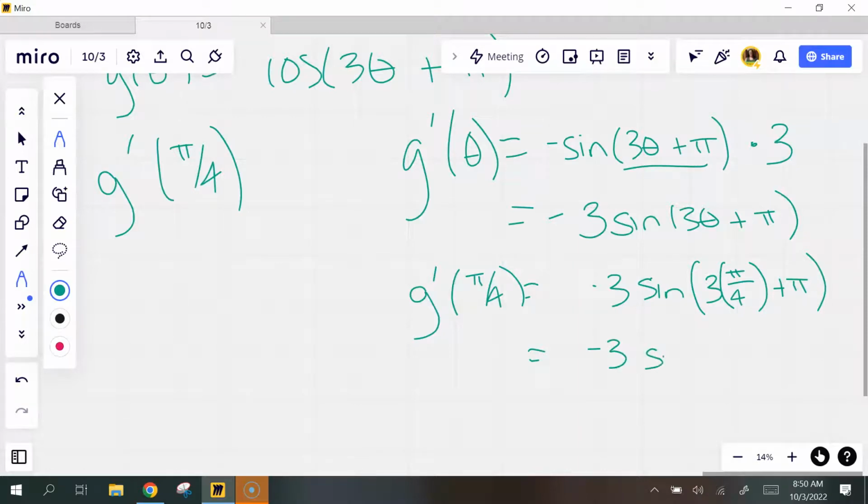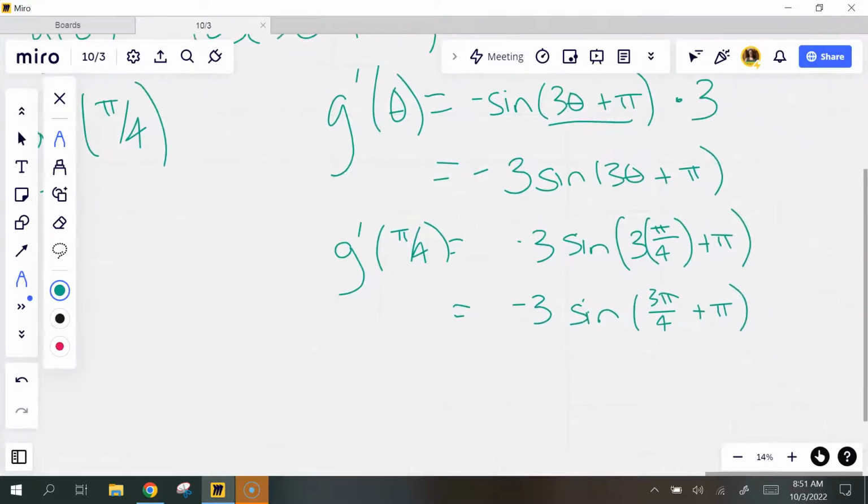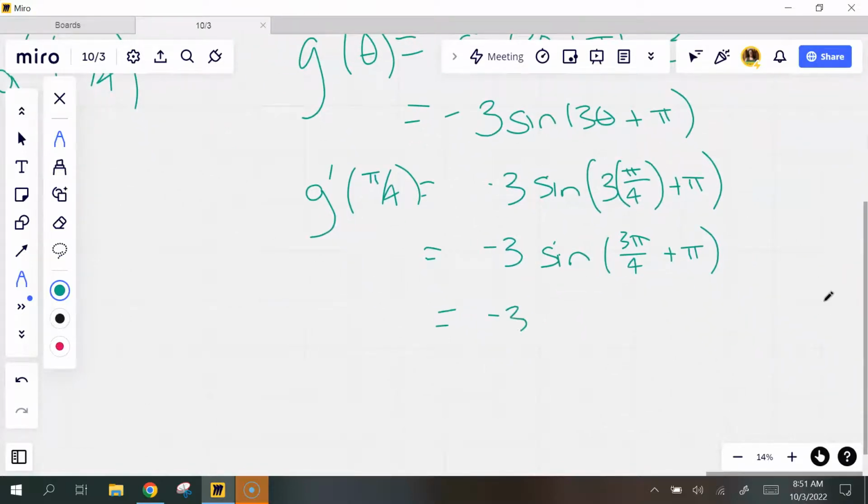Negative 3 sine of 3 pi over 4 plus pi, which is 7 pi over 4. Pi is 4 pi over 4. So 7 pi over 4, which is in fact on your unit circle. So if you take out your unit circle and you go to 7 pi over 4, which is right here, what is the sine value at 7 pi over 4?